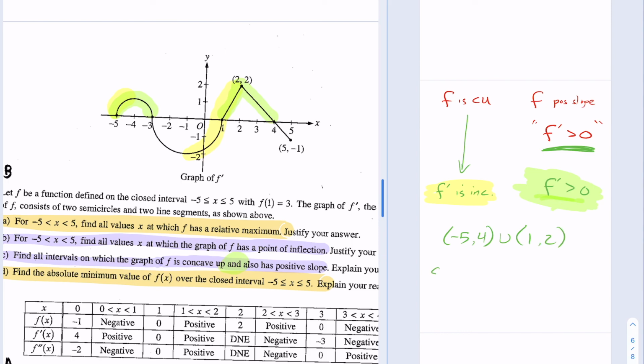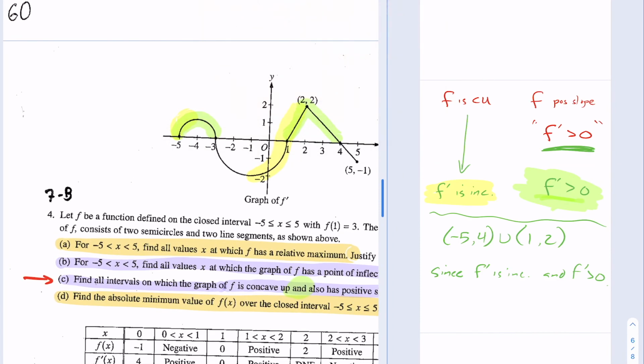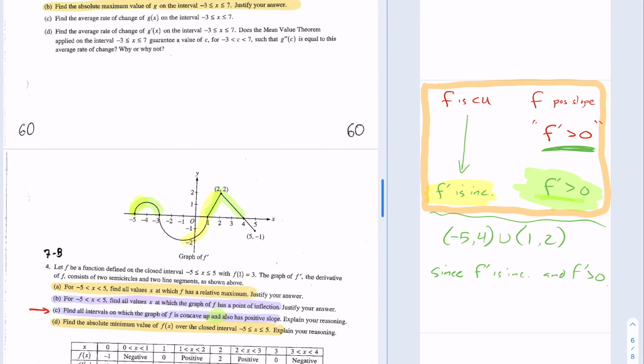And how do I know that? Since, and this is where you really justify, since f prime is increasing and f prime is greater than 0. Boom. Again, not a lot of work to be shown. This part up here is really the big chunk. You understanding how to translate what they're asking for. Okay, you had a lot of practice with that in the first semester, so use this as an opportunity to refresh, okay? Do the rest. If you get stuck, let me know.